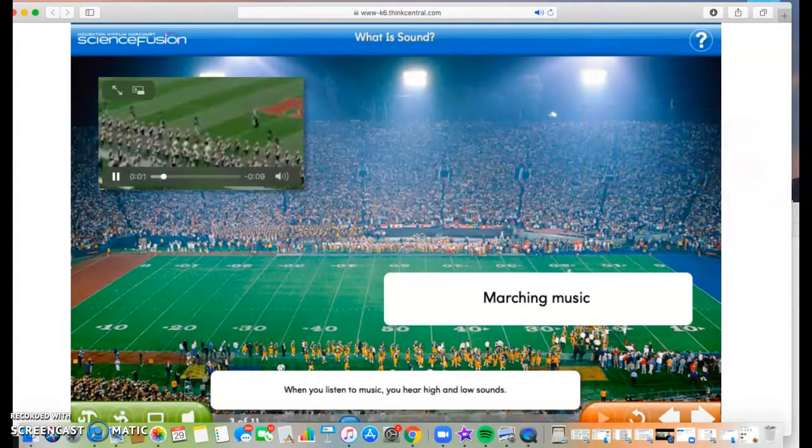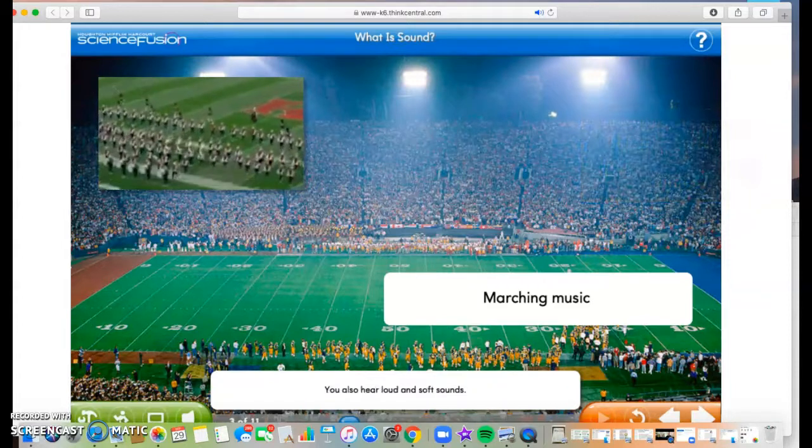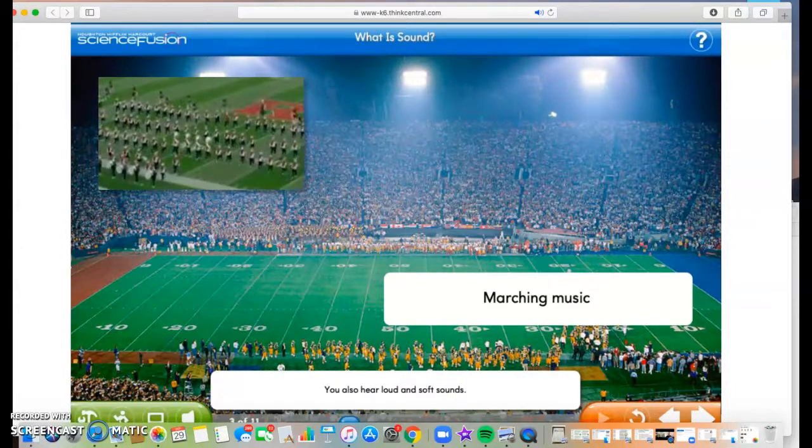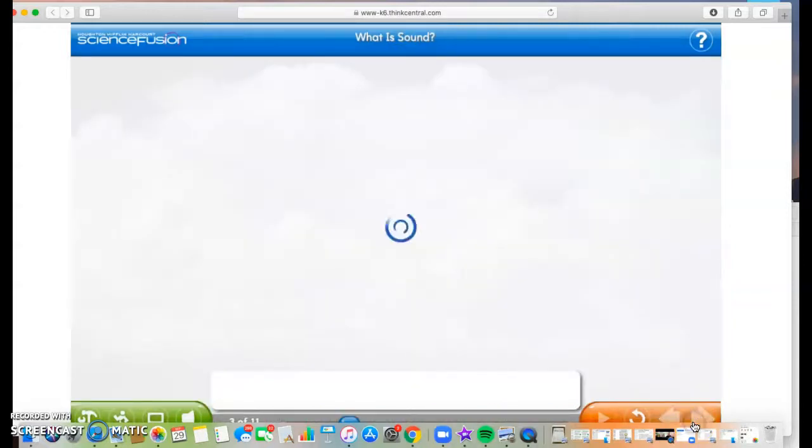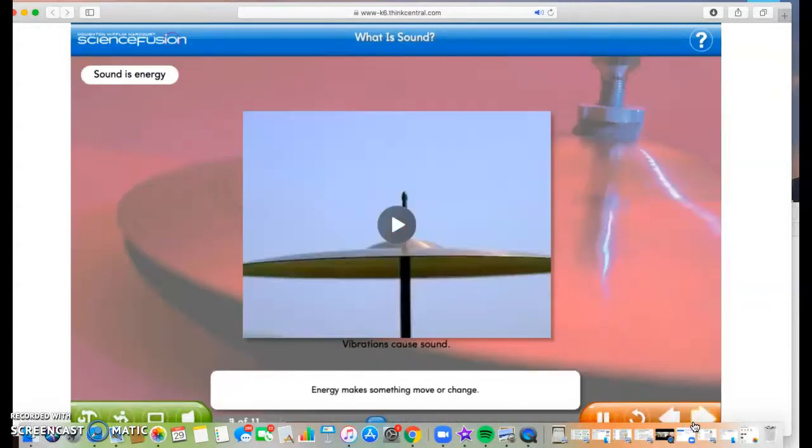When you listen to music, you hear high and low sounds. You also hear loud and soft sounds. The changes in sound are what make music sound great. Energy makes something move or change. Think about banging on a drum. The drum head moves back and forth quickly. In other words, it vibrates. That vibration makes the sound we hear. So what do sound and vibrations have to do with energy? Sound is energy that we can hear. Click play to learn more.